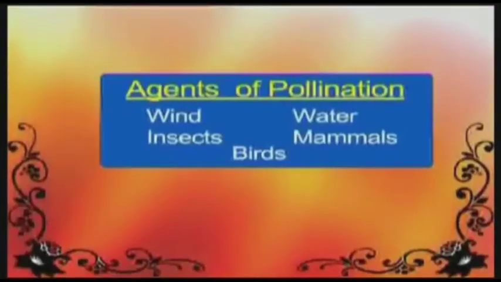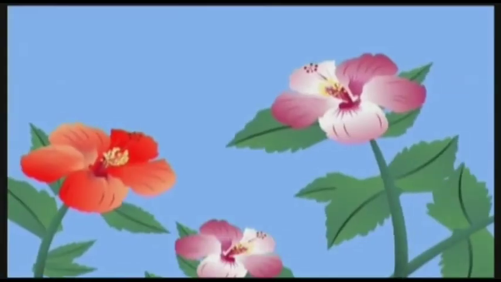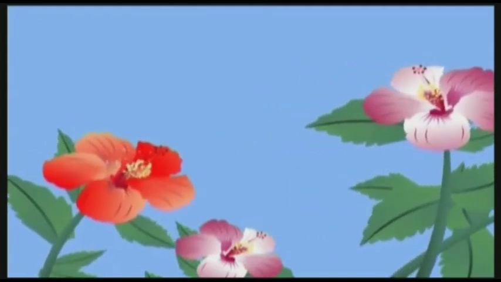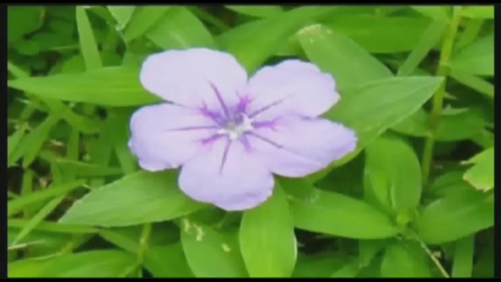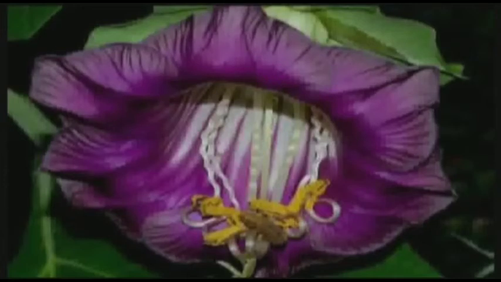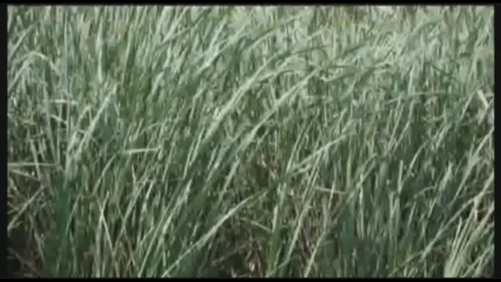Agents of pollination. The most common agents of pollination are wind, water, insects, mammals and birds. Wind. Wind blows pollen grains from the anthers of one flower to the stigma of another flower. Such flowers are small, not brightly colored, do not produce nectar, and have very light pollen grains so that they can easily be blown away with the wind. Anthers are large and loosely attached. Stigmas hang out of the flower to trap the pollen grains. Some examples are wheat, rice, maize and ryegrass.